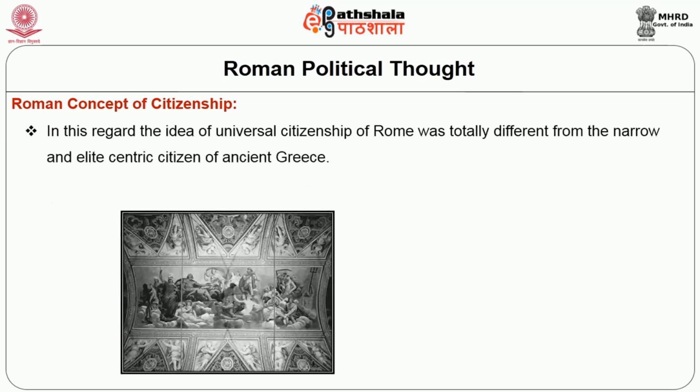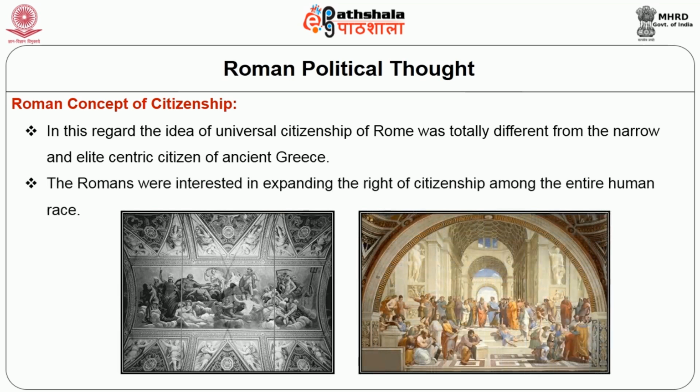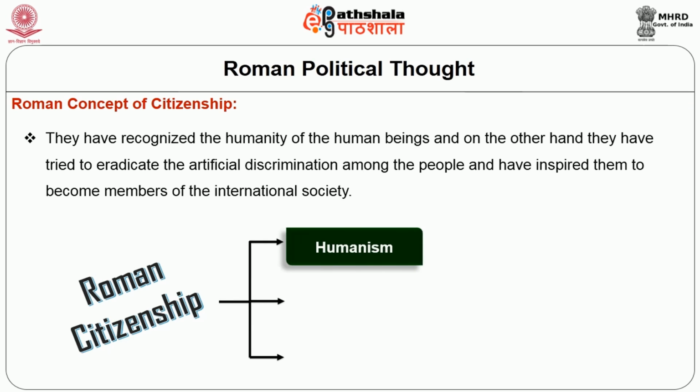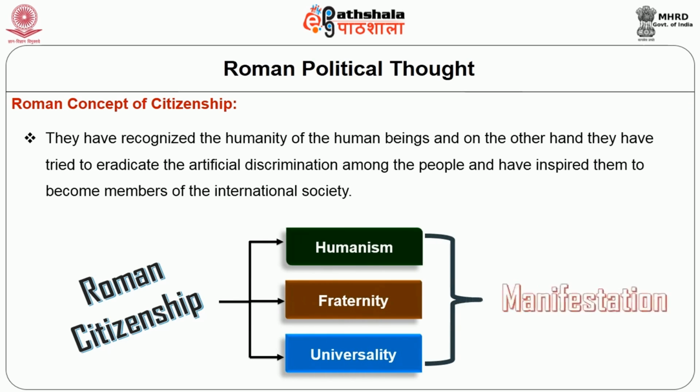In this regard, the idea of universal citizenship of Rome was totally different from the narrow and elite-centric citizenship of ancient Greece. The Romans were interested in expanding the notion of citizenship among the entire human race. So on one hand, they recognized the humanity of human beings, and on the other hand, they tried to eradicate the artificial discrimination among people and inspired them to become members of international society. Therefore, the idea of Roman citizenship's humanism, fraternity, and universality found manifestation.